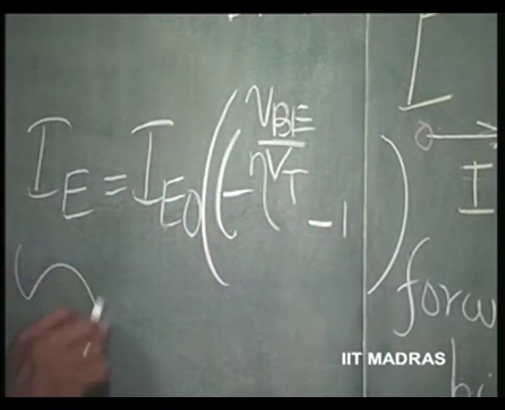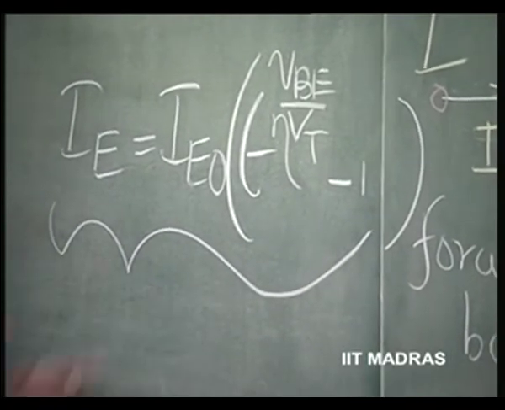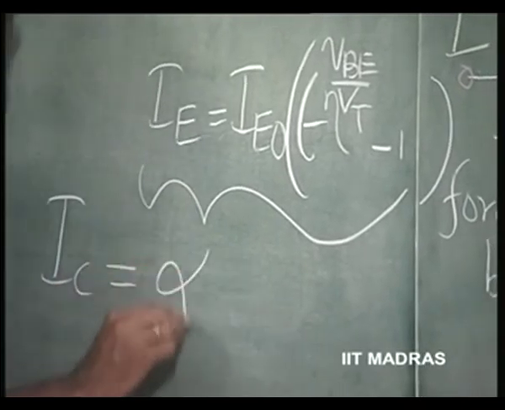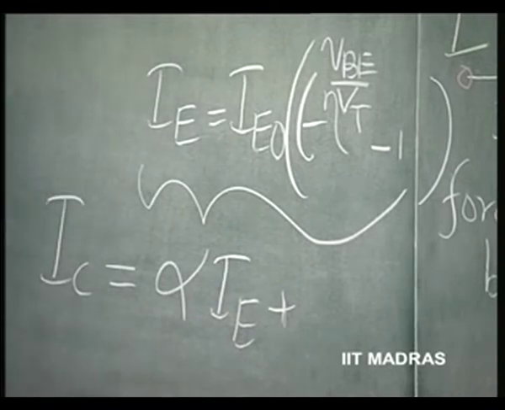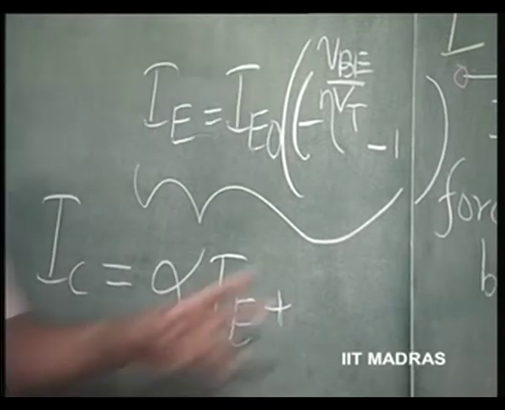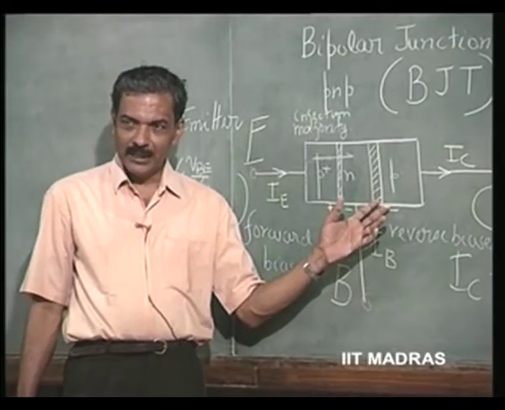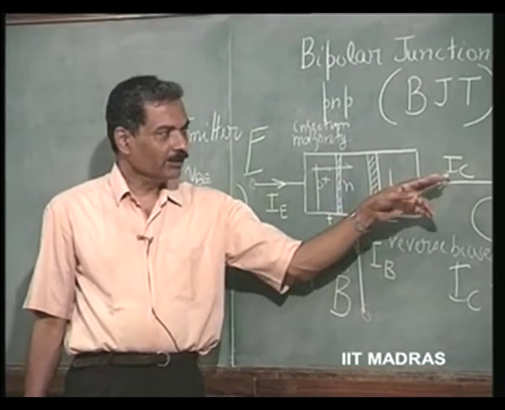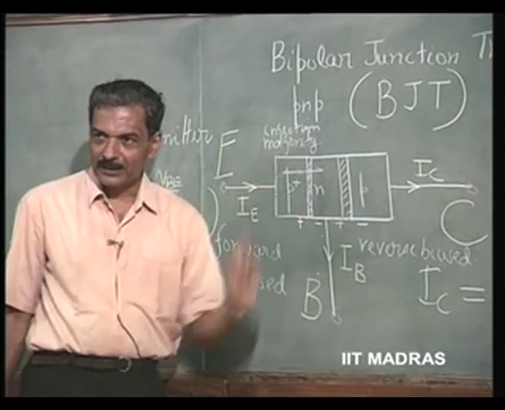So, this is something that we already know about, the exponential, and I C is equal to alpha times I E plus, strictly speaking, this is reverse biased. If this is totally reverse biased, then there will be a reverse bias current flowing through this, which corresponds to I C naught, which is the reverse saturation current of that particular junction.